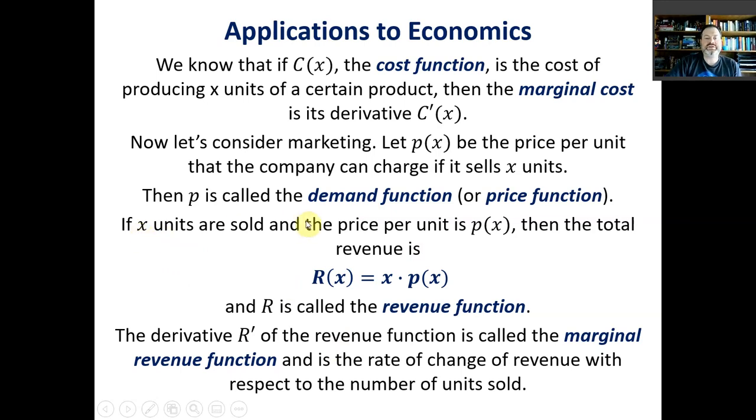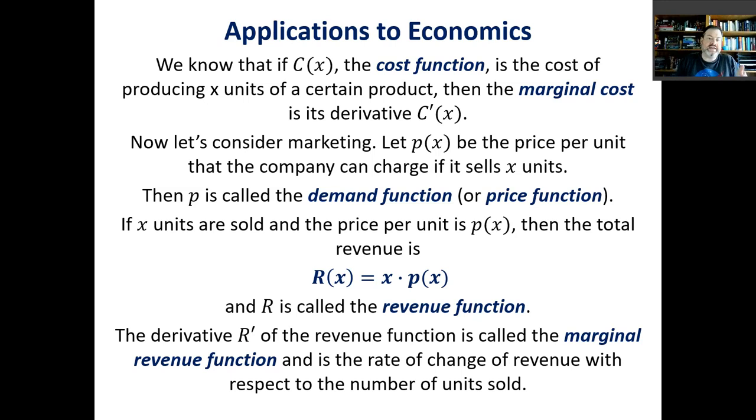Now, if you sell X units and the price per unit is P of X, then your revenue is the number of units sold times the cost per item, right? That's basic econ, lemonade stand level econ. So if you sell 10 cups of lemonade for $1 each, you made $10. If you sell 8 cups of lemonade at $2 each, you made $16.